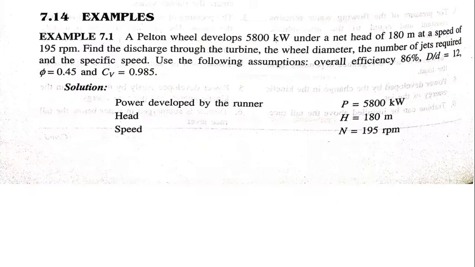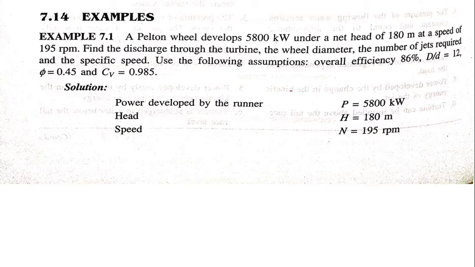I will start with some small problems here. A Pelton wheel develops 5800 kilowatt under a net head of 180 meter at a speed of 195 rpm. Find the discharge through the turbine, the wheel diameter, the number of jets required, and the specific speed. Use the following assumption: overall efficiency 86%, D by d is 12, phi is 0.45, and CV is equal to 0.985. These are the things given in the question.